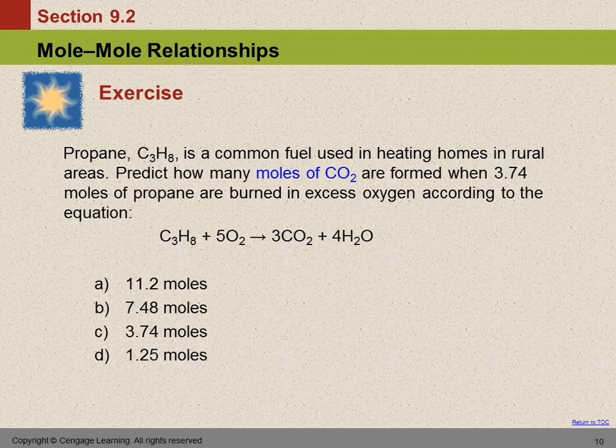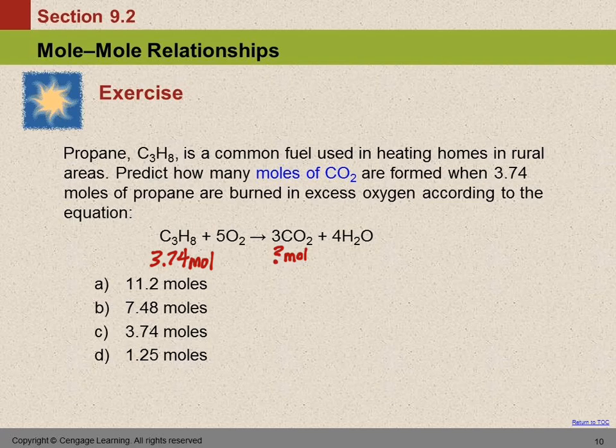I want a different color. Under propane, I'm going to write 3.74 moles, because it told me I had 3.74 moles of propane. And then it's asking how many moles of CO2. So under CO2, I'm going to put a question mark, mole, because that's what I'm trying to find. And that gets rid of all those words that are so confusing.